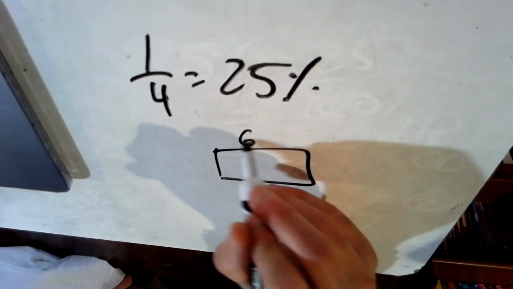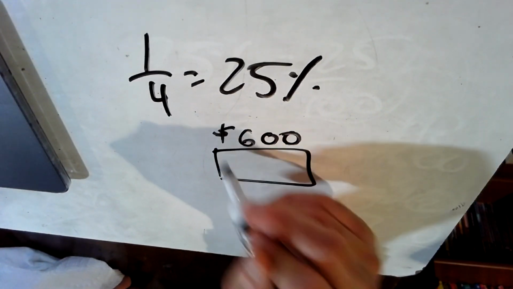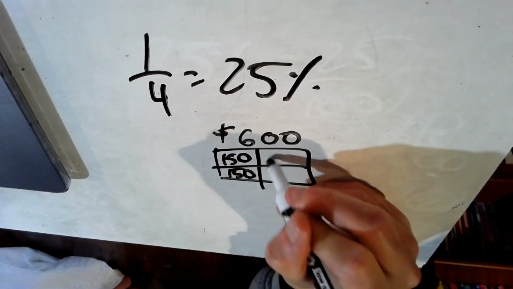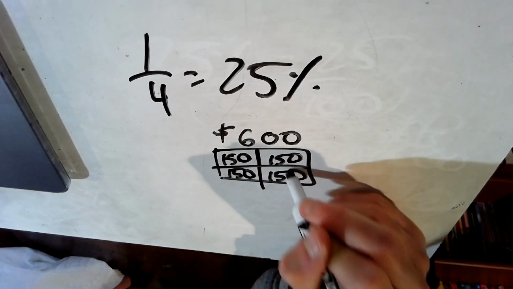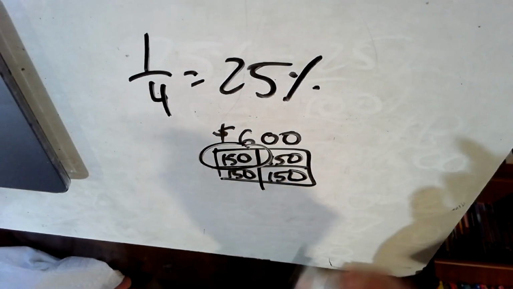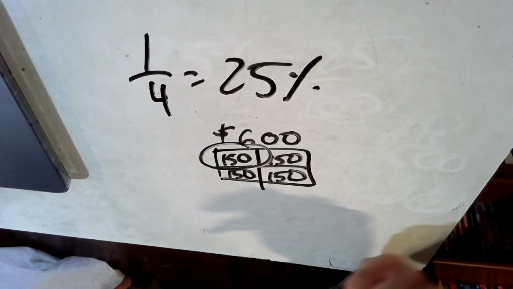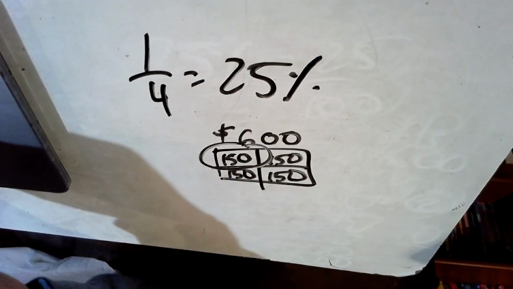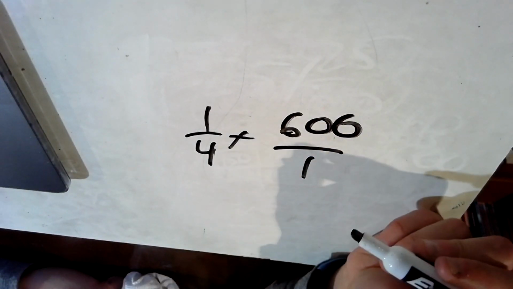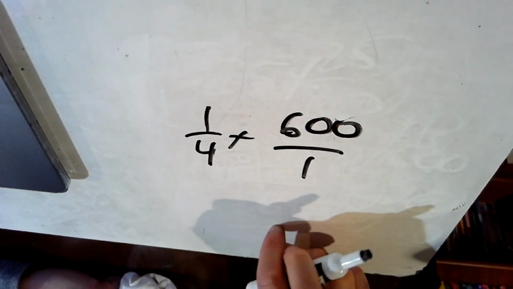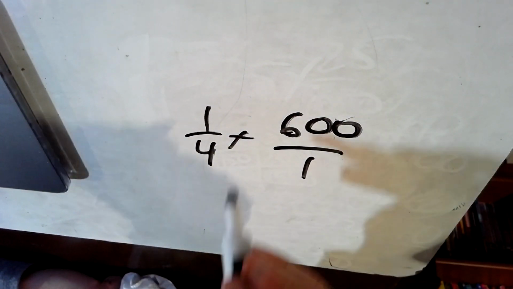And if I have $600 and I broke it into fourths, 150, 300, 450, 600, it makes sense that 1/4 or 25% of $600 is $150. We could also multiply it like a fraction, 1/4 times 600. 600 is the same as 600 over 1. And when we multiply fractions, you can always multiply across.